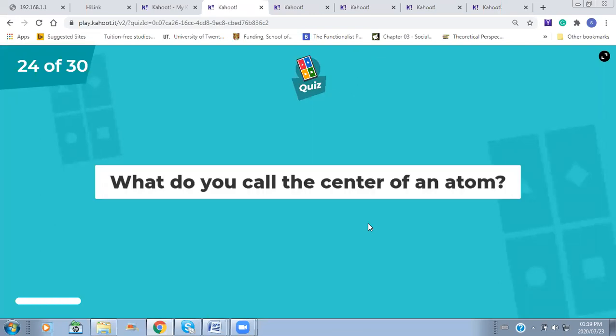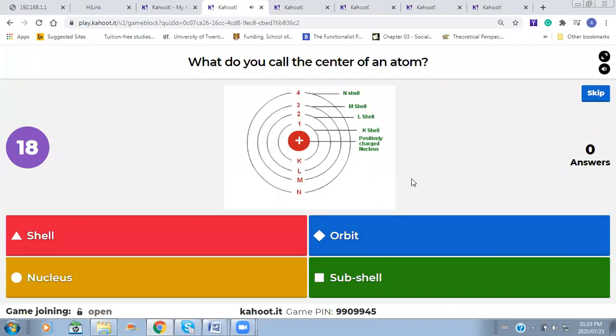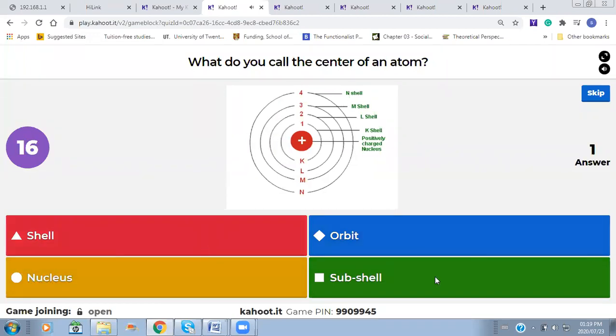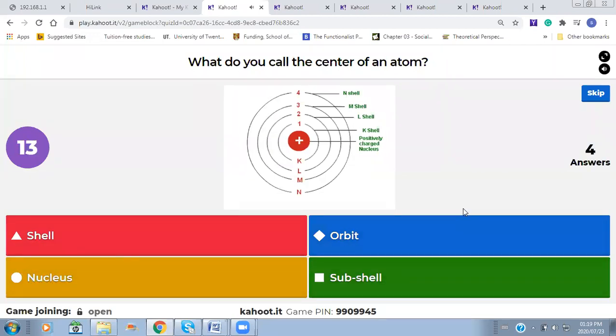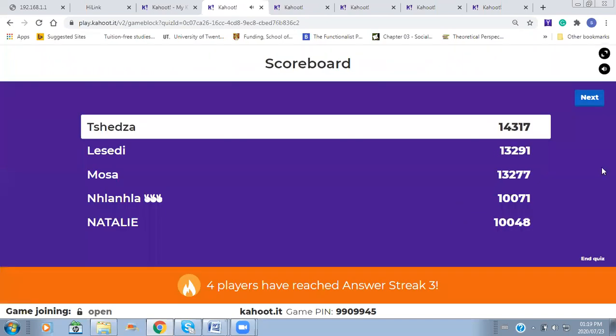All right, let's go to question 24. What do you call the center of an atom? A shell, orbit, nucleus, subshell? Let's get going. All right, it's the nucleus, and six people got this one right except one. Okay, Teza, in that order.